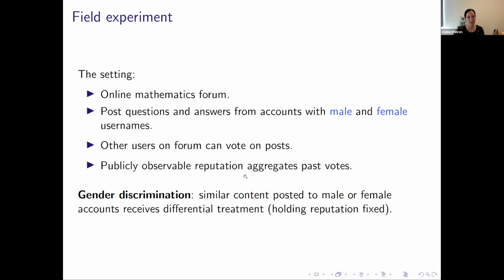And using our definition of direct discrimination from economics, we say that there's gender discrimination if similar content posted to male or female accounts, or accounts with male or female perceived usernames, receive differential treatments. Importantly, holding reputation fixed. And this is that key component. We're thinking of reputation here as the signal in our action rule, A of G, S. G is the group identity perceived from the username. S is the signal, or reputation is the signal. And direct discrimination is going to occur if evaluations for workers with the same reputation are different based on their group identity or their perceived group identity.